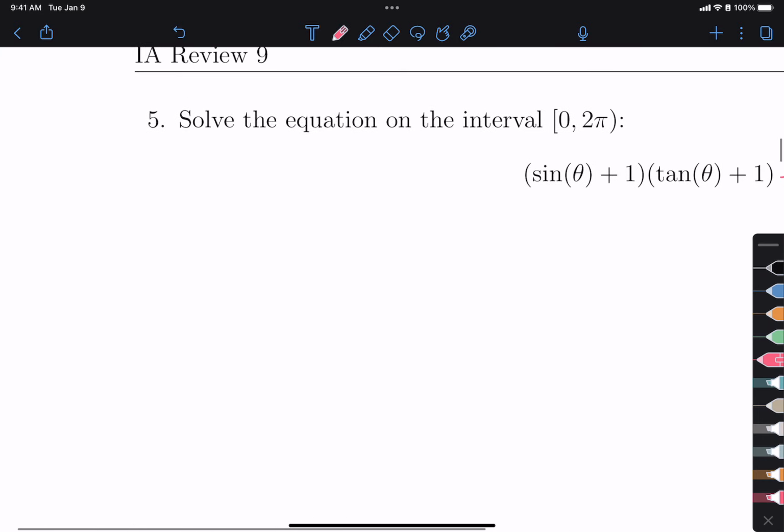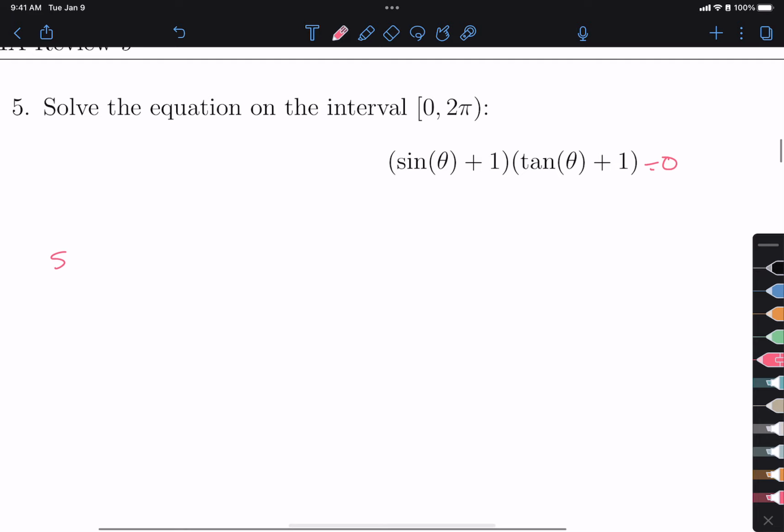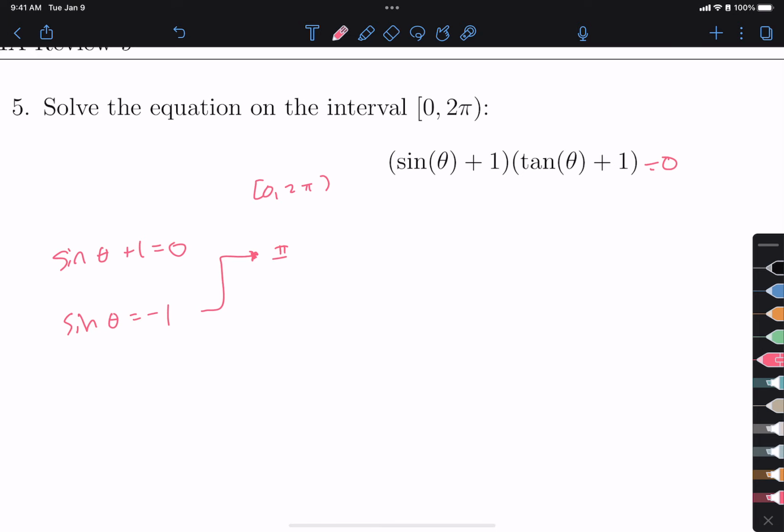So I'm just going to do the first one here because then it will be a bit obvious what to do. So if either of these are 0, then the whole term is 0. So if we have sine theta plus 1 equals 0, that means that sine theta is negative 1. And the value that corresponds to this on the unit circle from 0 to 2 pi is going to be pi over 2. Or no, excuse me, 3 pi over 2, right?